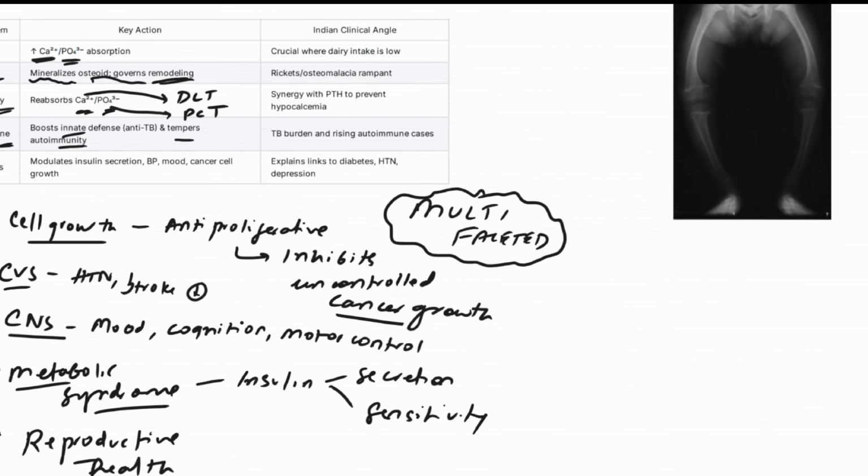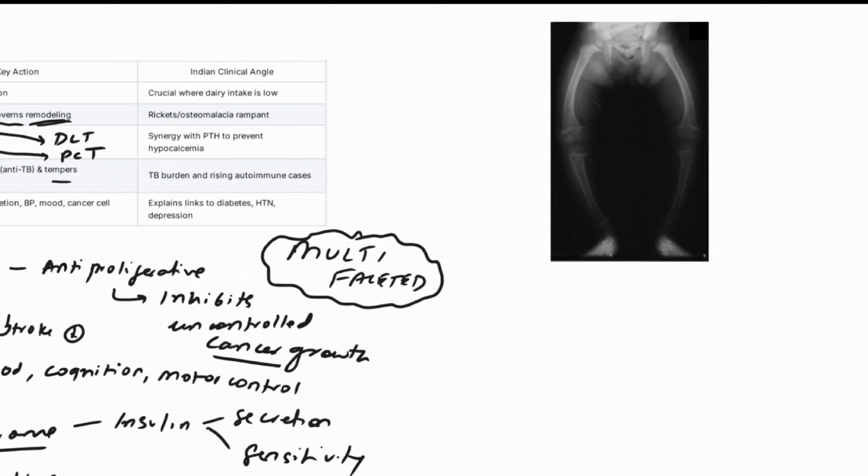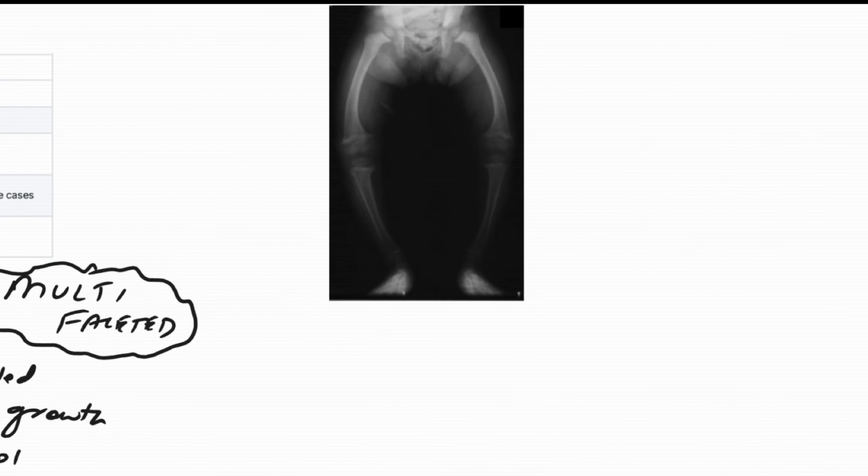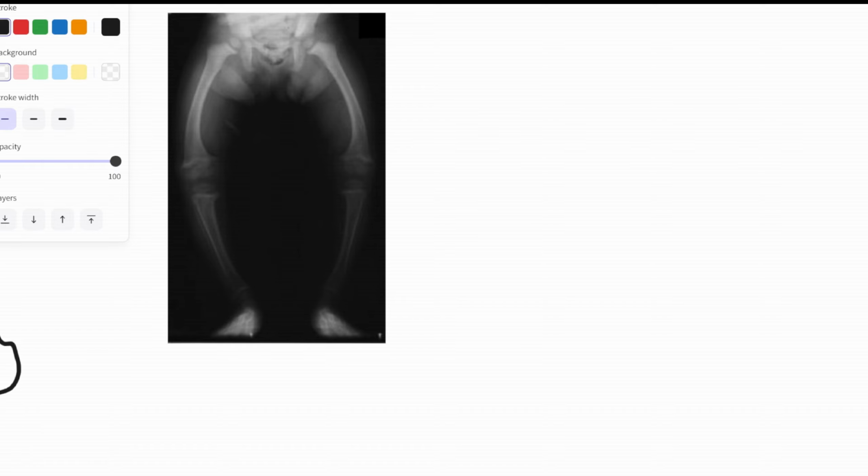So, let's bring this biochemistry to the ward round and see how it translates into real patient scenarios, which you'll encounter every day in India. This is where the rubber meets the road, actually, where knowledge becomes treatment. So, this is the first clinical case. So, this is the scenario.